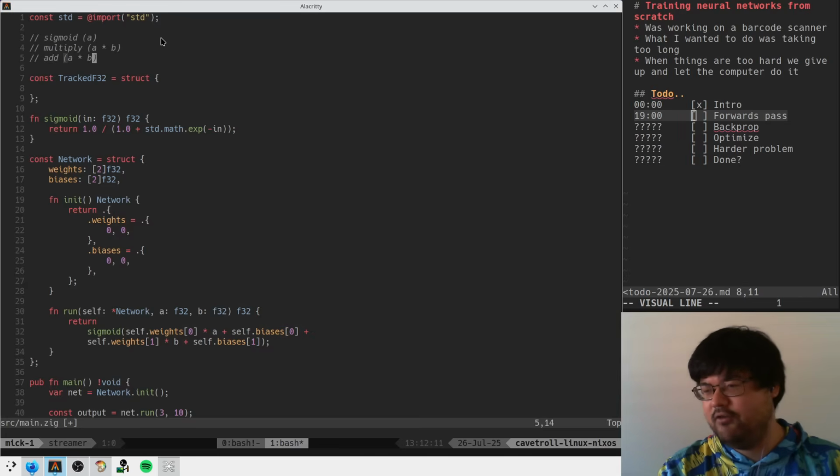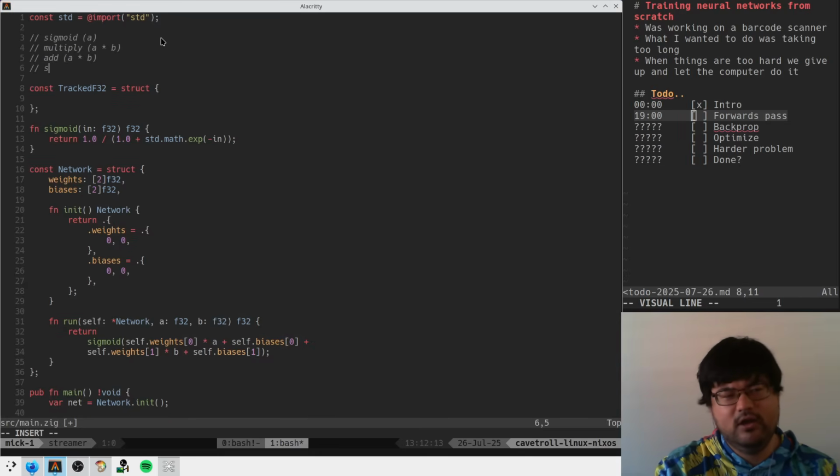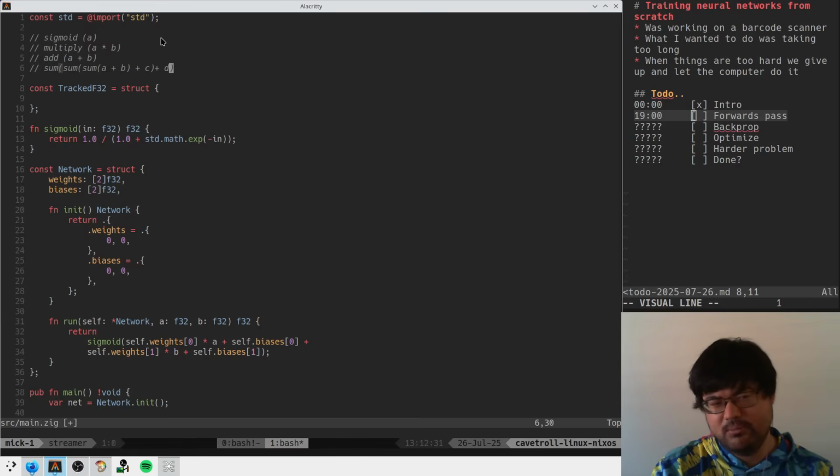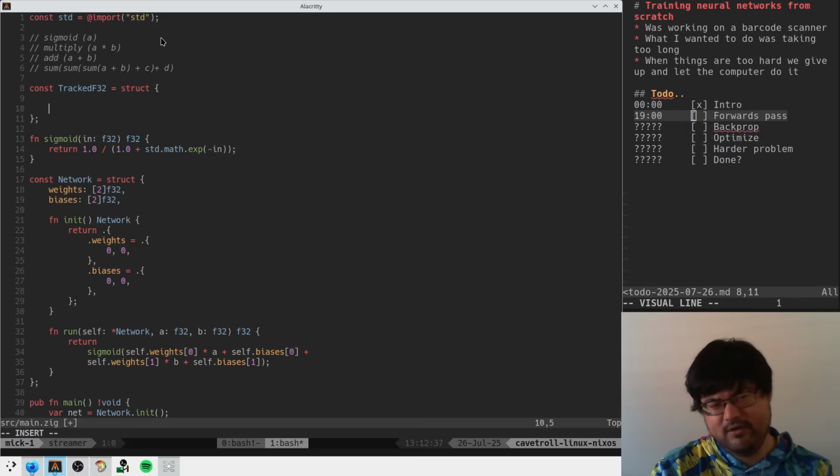So if we're summing a plus b plus c plus d, you can compose this of many sums. This can be the sum of this, then the sum of this, and then the sum of this. So everything can be represented as 2 numbers, I think. So let's say that in1 is a pointer to another tracked floating point 32.